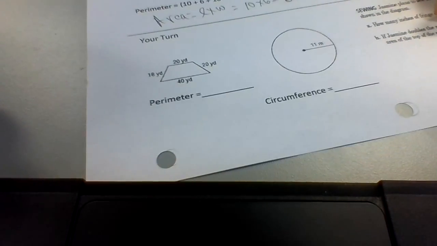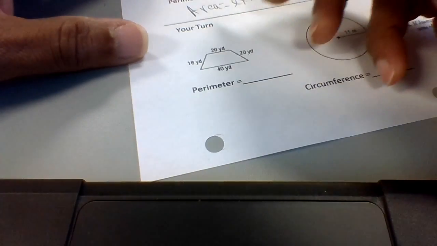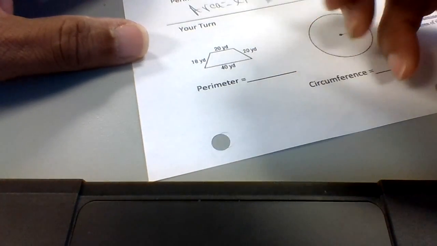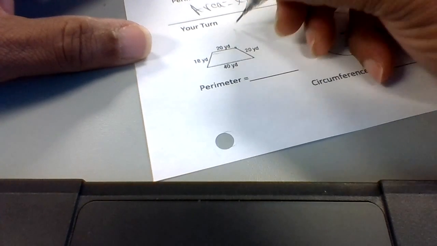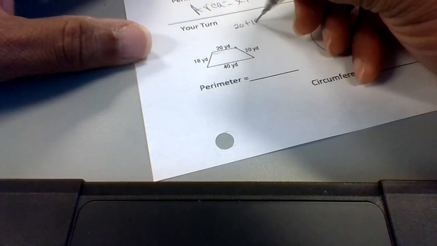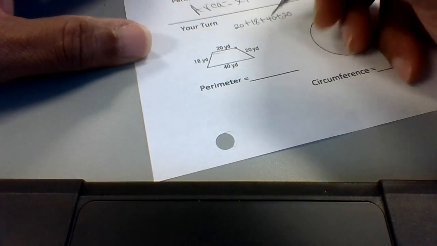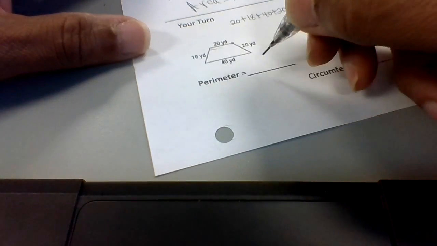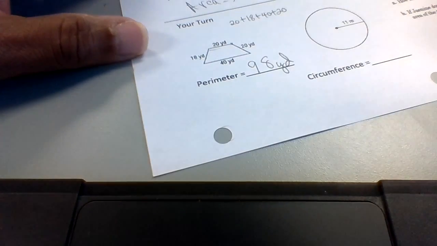Okay, let's come down and look at some of these problems. Your turn. Find the perimeter of this trapezoid. So I'm going to start up here in the corner. I'm going to go 20 plus 18 plus 40 plus 20. And when I add all that together, I get 98 yards.